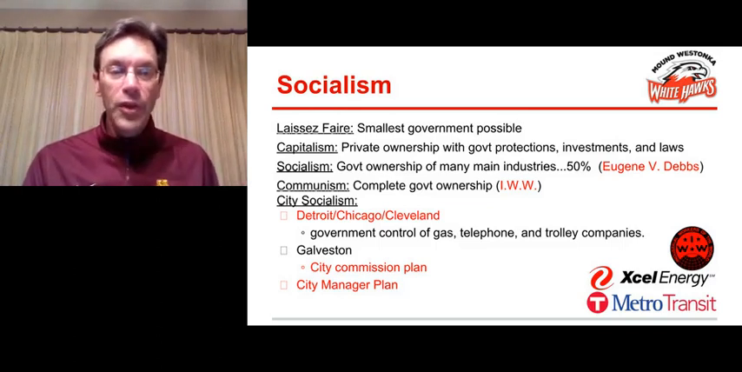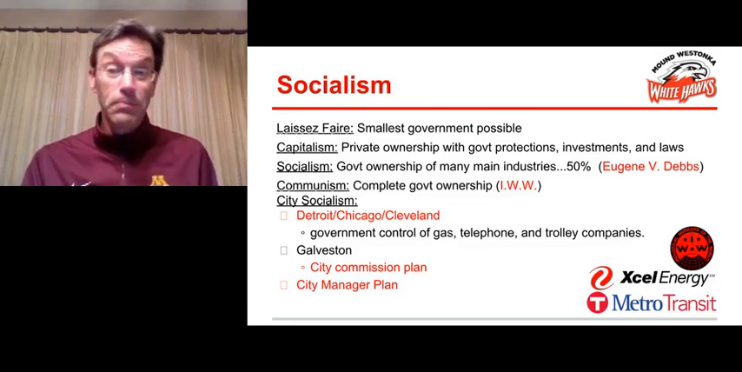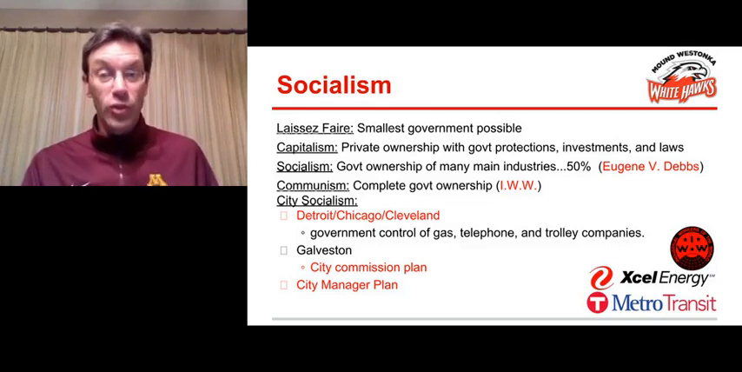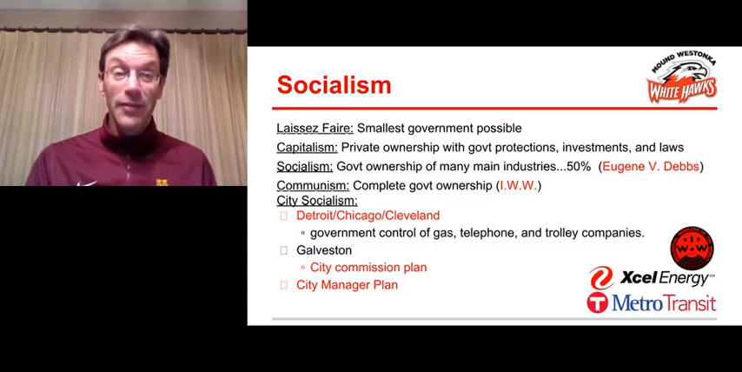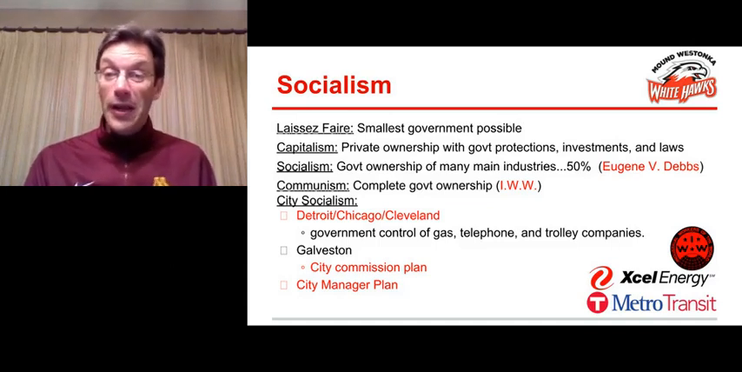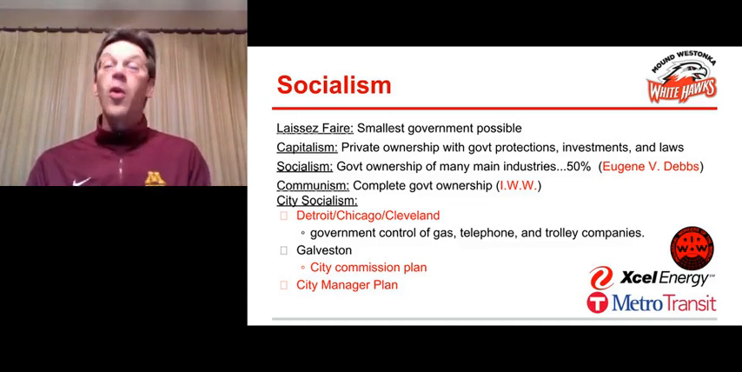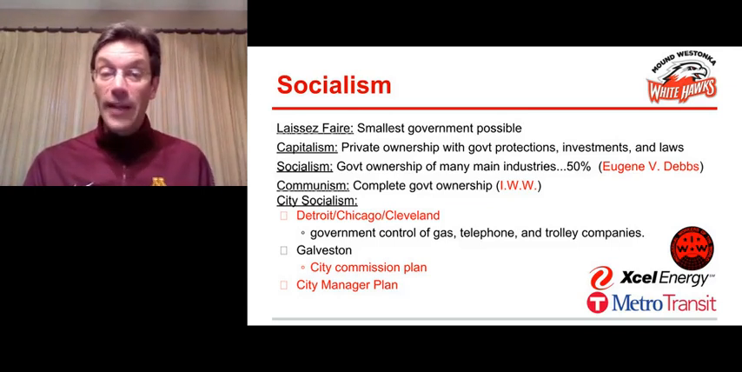privately operated. Then you have socialism, where you have more government ownership, and now we're up to 50%, for example, or Sweden, which is pushing 65, 70%. Eugene V. Debs is an American arguing for socialism in America. You've got communism, where now you're up to 100%. If laissez-faire is 2, this is 100, and it's total government control of everything. The IWW is a union that was advocating for that very thing.